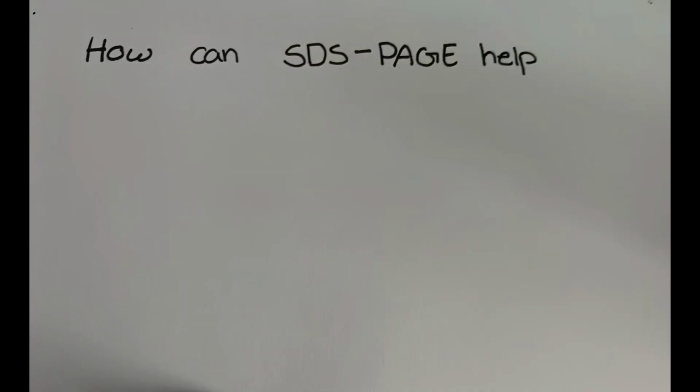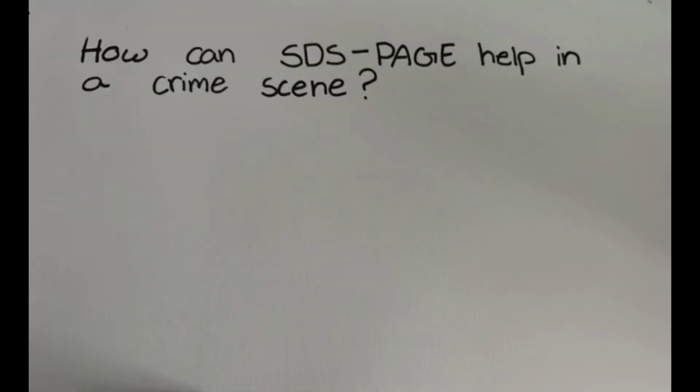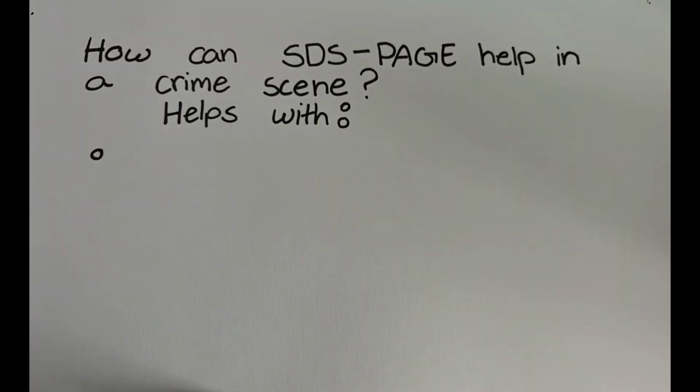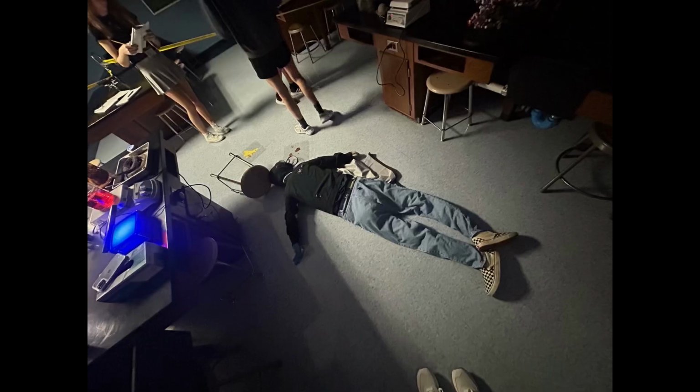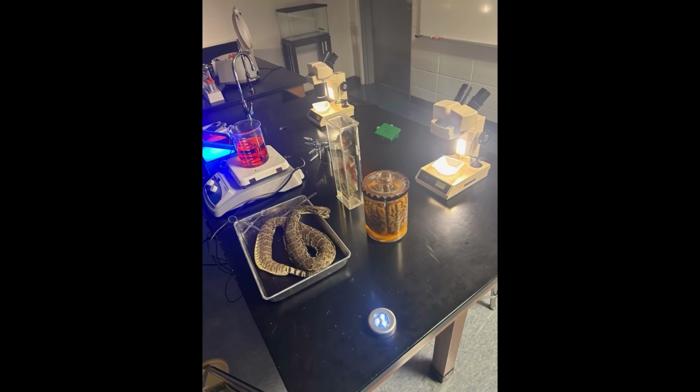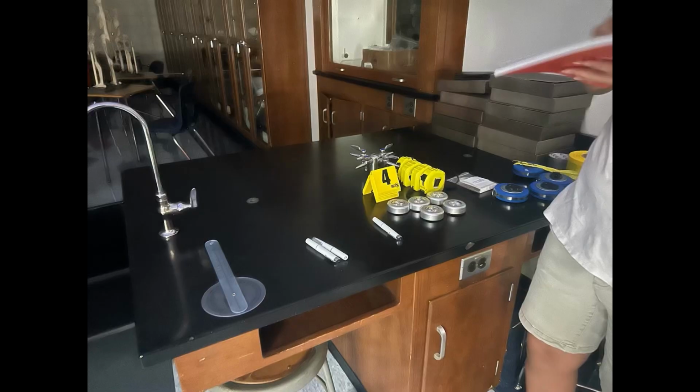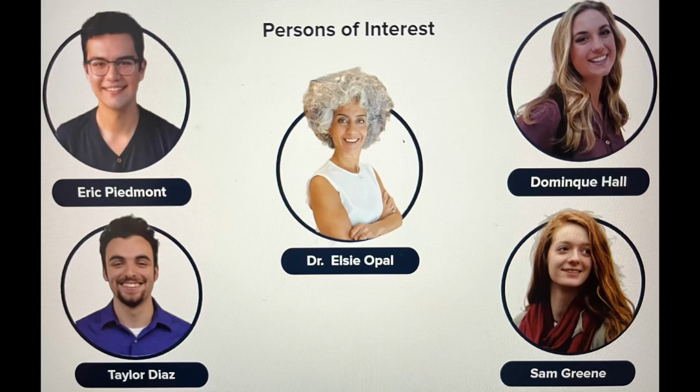Now that we know what SDS-PAGE is, how can it help us in a crime scene? SDS-PAGE can help with identification by comparing protein profiles. Many pieces of evidence in a crime scene contain proteins, and comparing length and molecular weight of the proteins could easily help identify people. In Ana Garcia's case, we can see if the protein profile of the evidence in the crime scene matches her or other suspects.